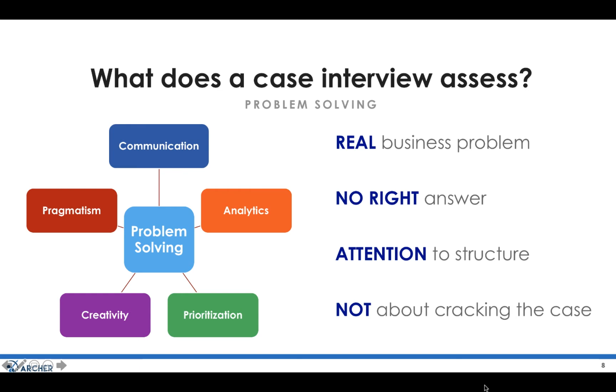So, one, at a fundamental level, I'm looking at your problem solving skills. I want to understand how you think, how you prioritize, how you analyze, and can you structure a problem in a way that makes sense, which is really the roadmap of how you're going to do your work.